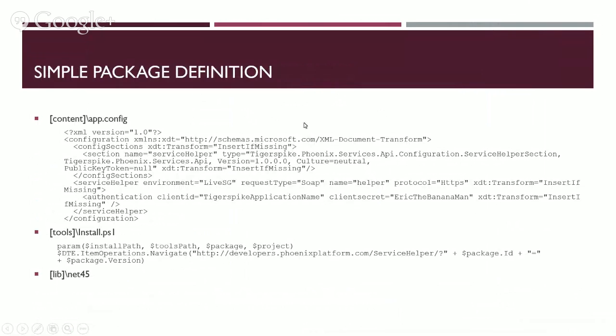So within a package itself, there's the app.config. If you remember earlier, I was talking about adding a configuration if it didn't exist. The key component here in the app.config section is config sections transform equals insert if missing. So if there's no entry in the section for service helper, it'll add it. If there's no entry for the service helper section within the configuration area, it'll add it. And then install.ps1, again, as I said before, opens a website passing the parameter of the package ID. So we were looking at version .18, so version .18 will be loaded in the website. Again, lib.net45 is all your files.